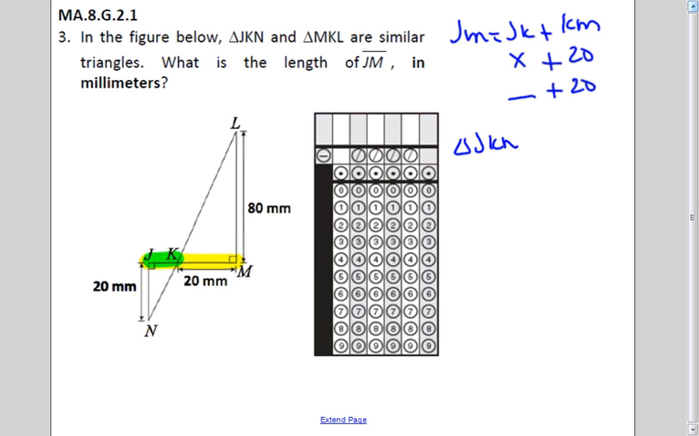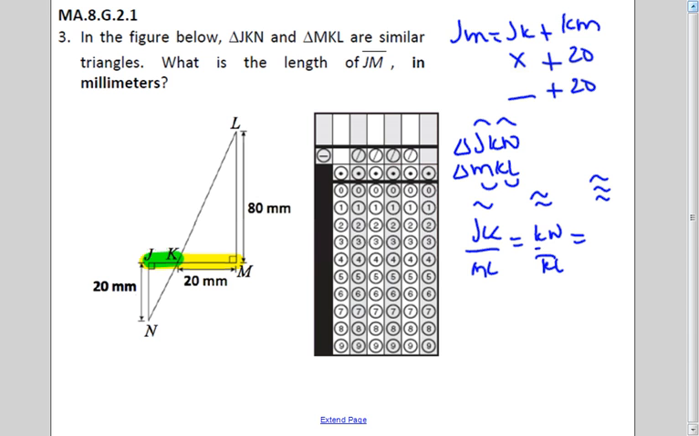Write the names of the two triangles on top of each other so that you can see what the fractional relationships are. JK and ML are together, so they go on top of each other. JK over MK equals, and that's pair 1, pair 2, which is going to be KN over KL. So KN over KL, which is equal to pair 3, which is going to be JN over ML. So JN over ML.